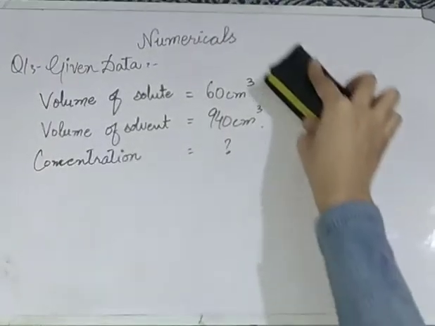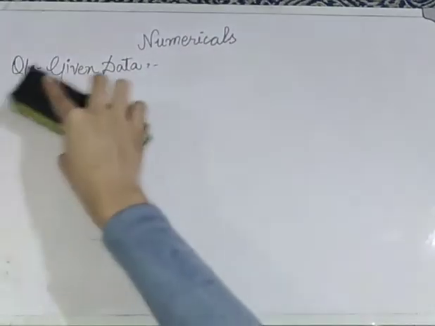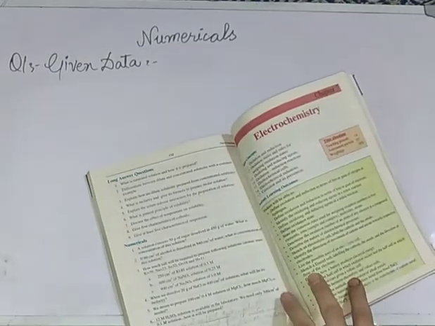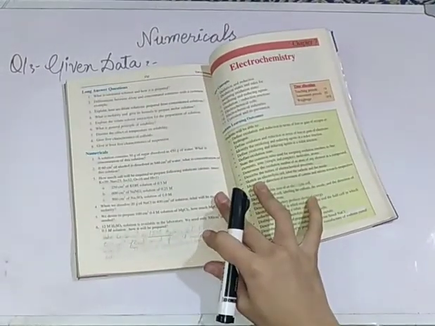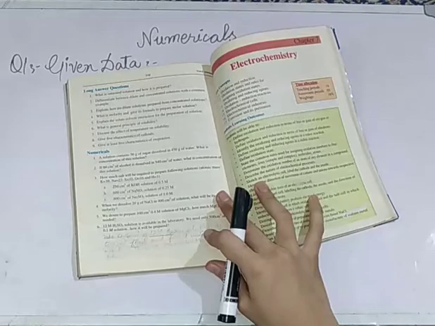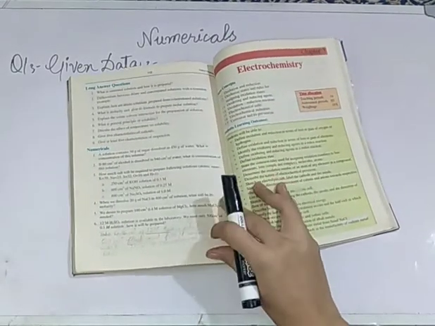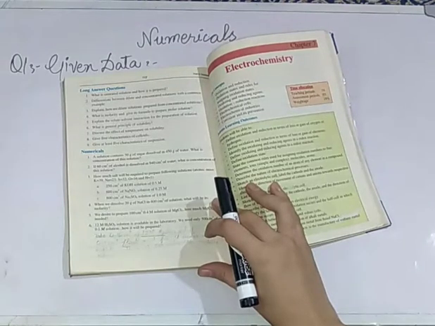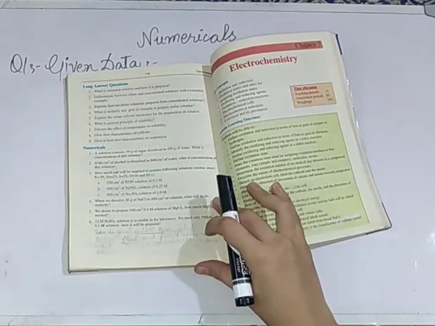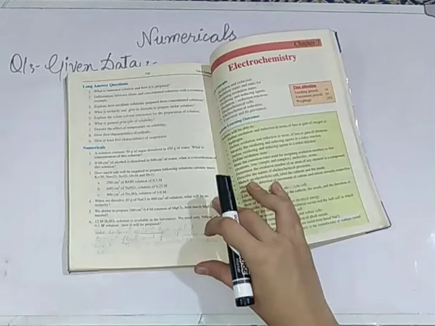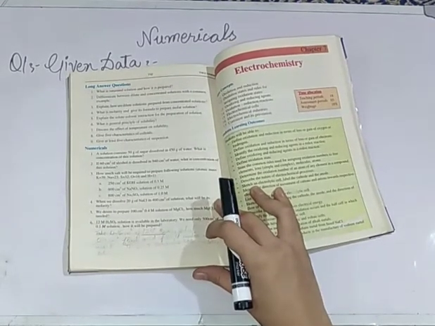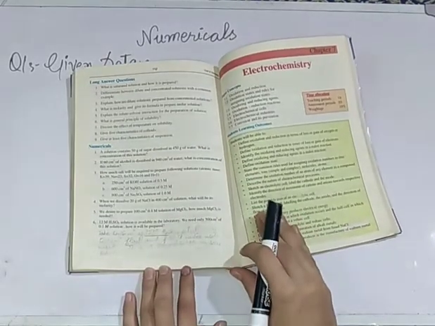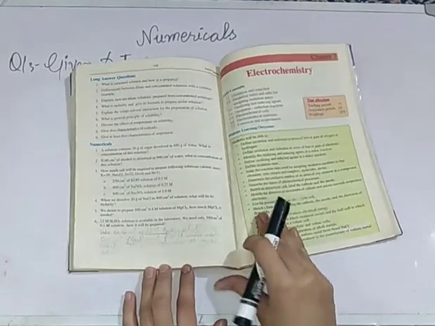Coming to the third question. How much salt will be required to prepare the following solutions, when we are given the atomic masses: potassium equals 39, sodium equals 23, sulfur equals 32, oxygen equals 16, and hydrogen equals 1. So we'll do the first part: 250 centimeter cube of potassium hydroxide solution of 0.5 molar.